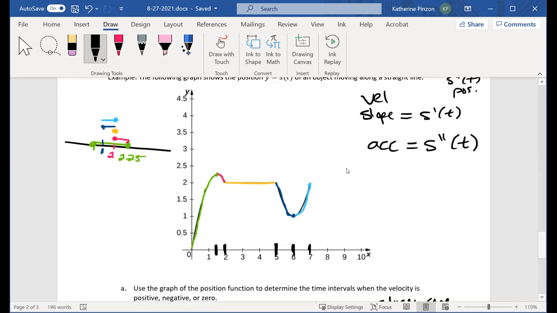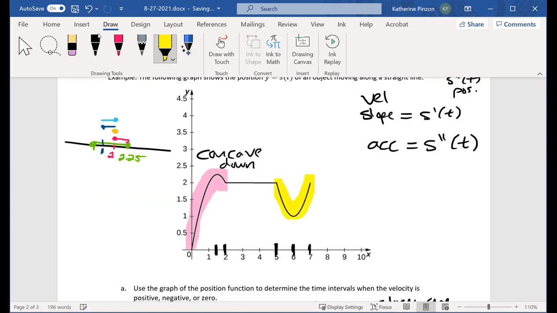So I'm going to color this graph again. New colors. I'm going to say here, this graph is concave down. And then over here, this graph is concave up. When we talked about this pink part of the graph, we said he starts off going at the same speed and then he slows down. And then he gets fast in the negative direction, which means he's slowing down some more. He's accelerating in the negative direction.